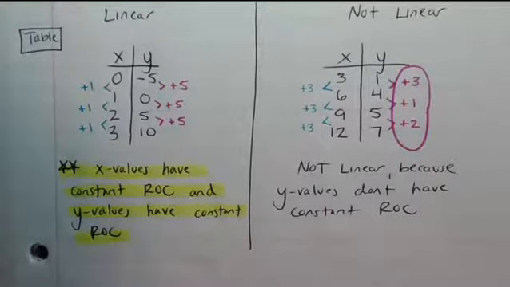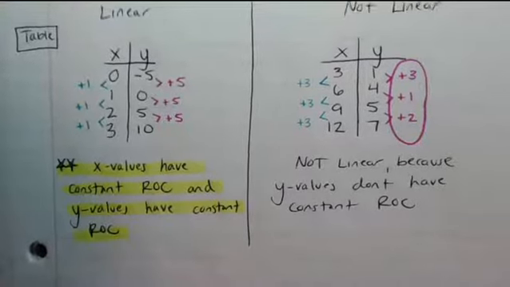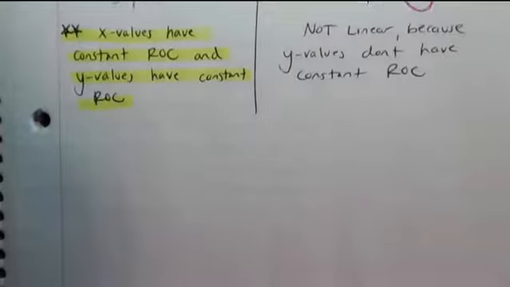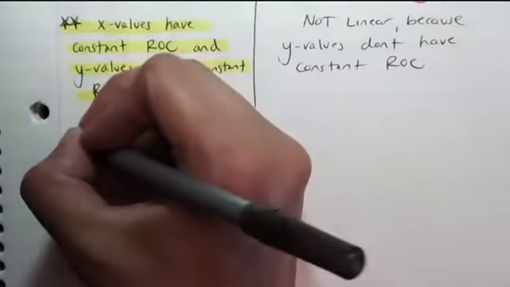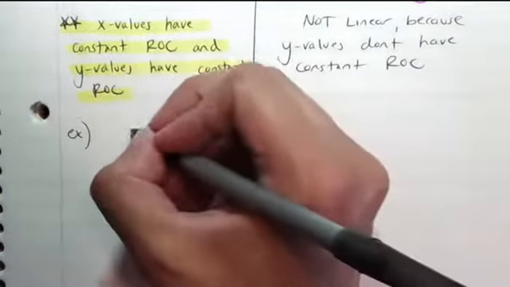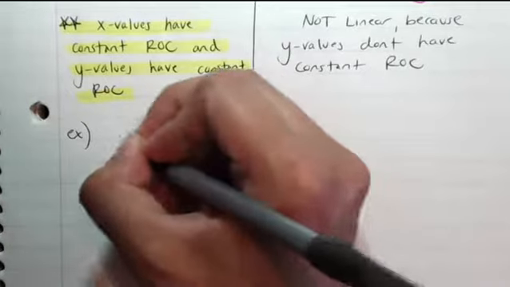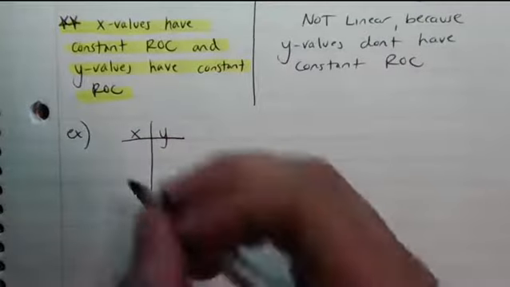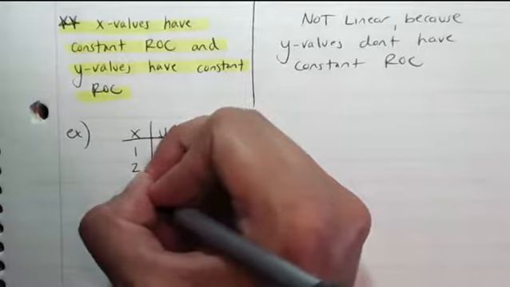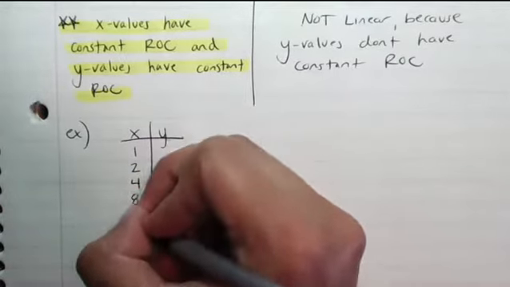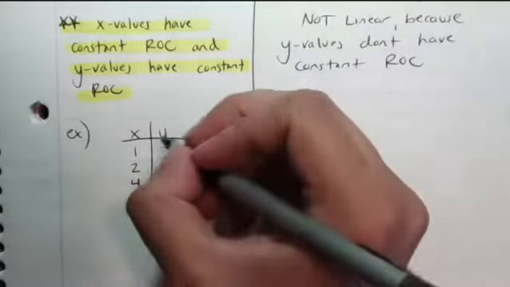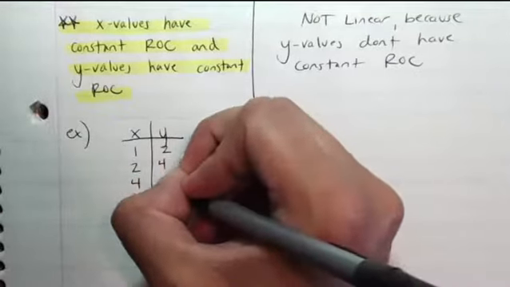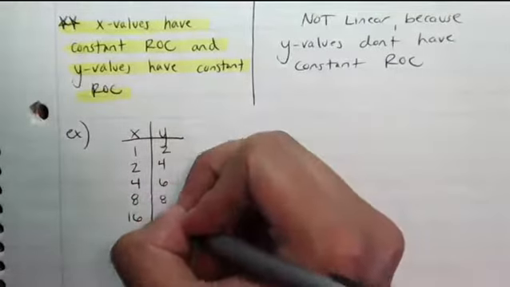Okay, so I'm going to give you another table, and I want you to tell me if it's a function or not, and if it's linear or not. So here's an example of your XY table. Let's do 1, 2, 4, 8, 16, and 2, 4, 6, 8, and 10.